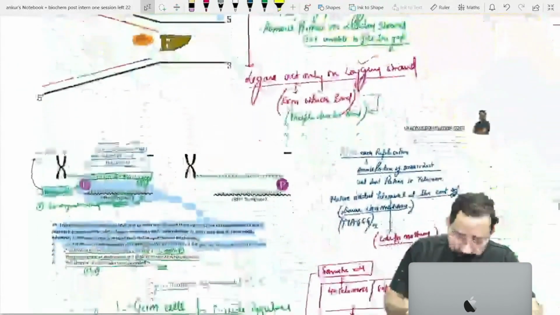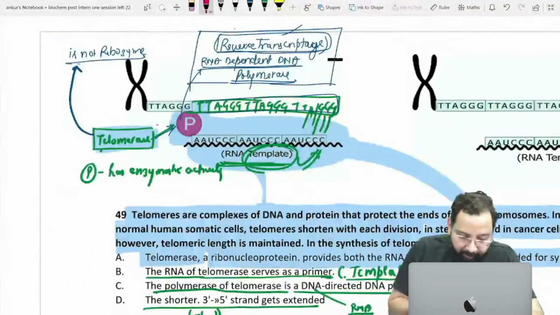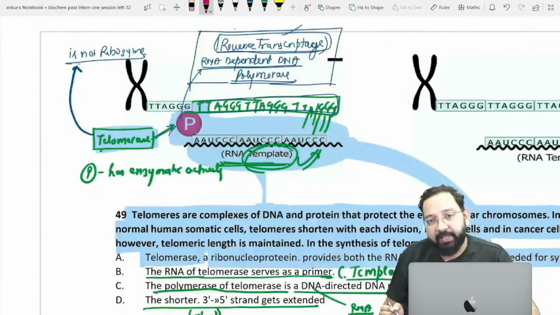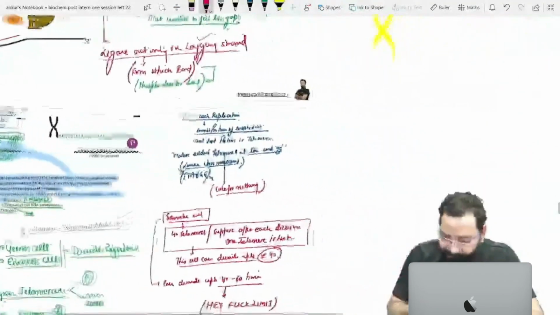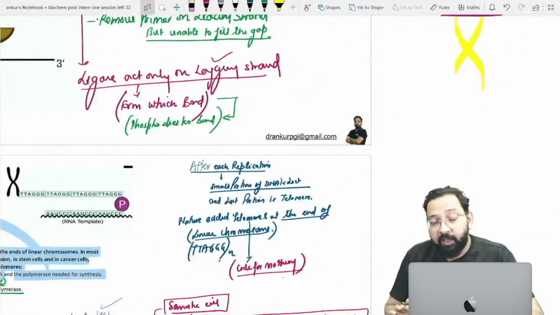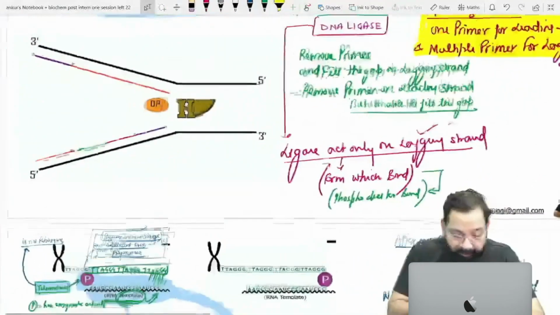I told you, that's the reason I am telling you that telomere is present at the linear end of a chromosome. Chromosomes are not present in prokaryotes. Okay, good question. Yes, in prokaryotes there is no genome, there is no nucleus, there are no chromosomes. Okay, now what is proofreading?